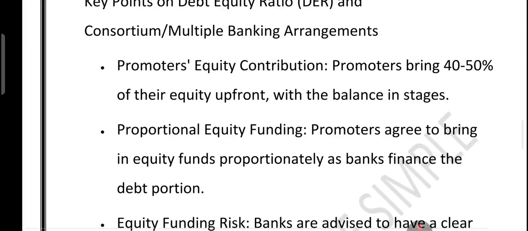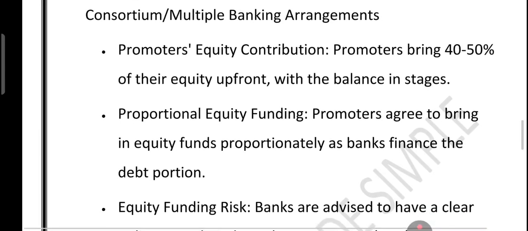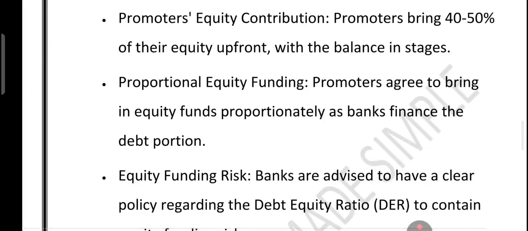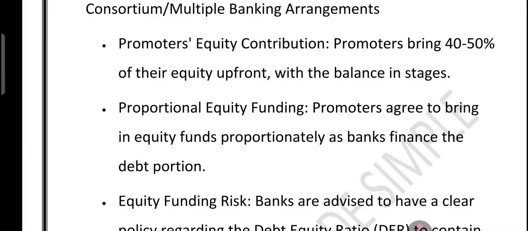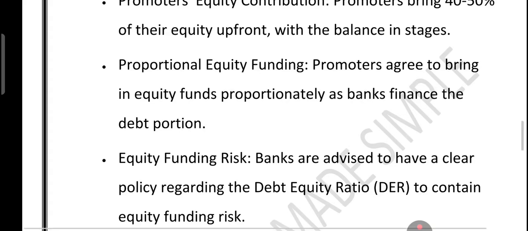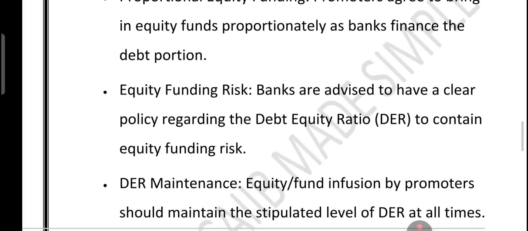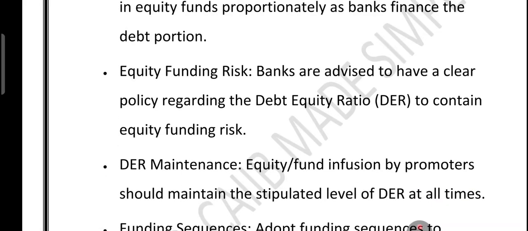So here is what banks do to manage this. First of all, promoters should ideally bring 40 to 50% of their equity upfront, and proportional equity should come in stages alongside the bank disbursement. Bank makes sure that DER stays within the approved limit at all times and never allows bank money to be used to meet the equity contribution. In short, promoters should not use the bank's money to show fake commitment.